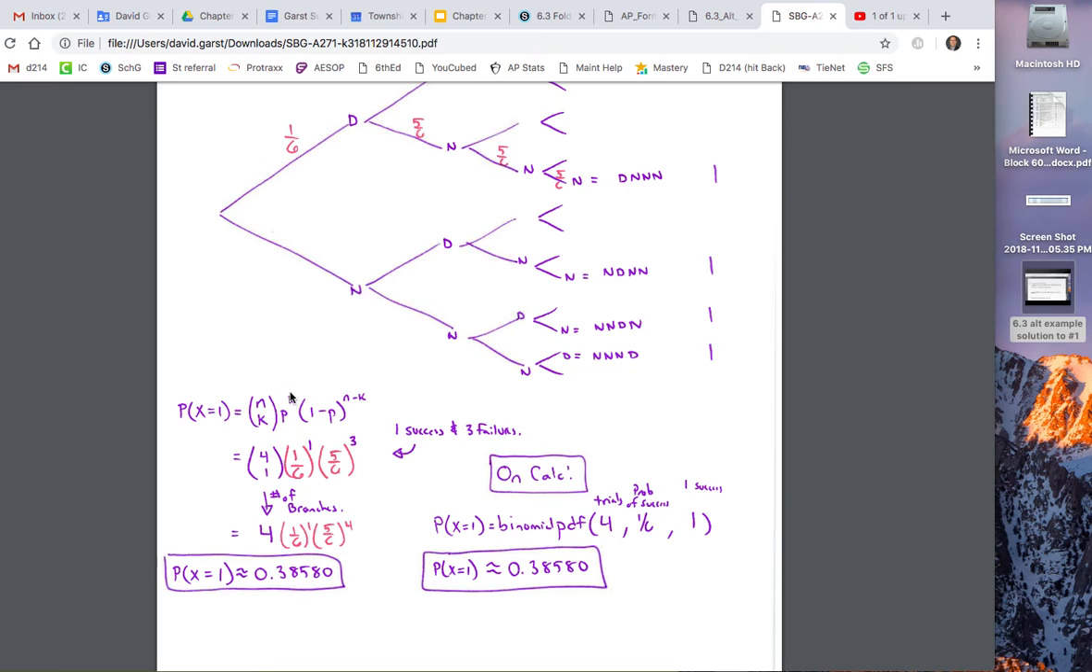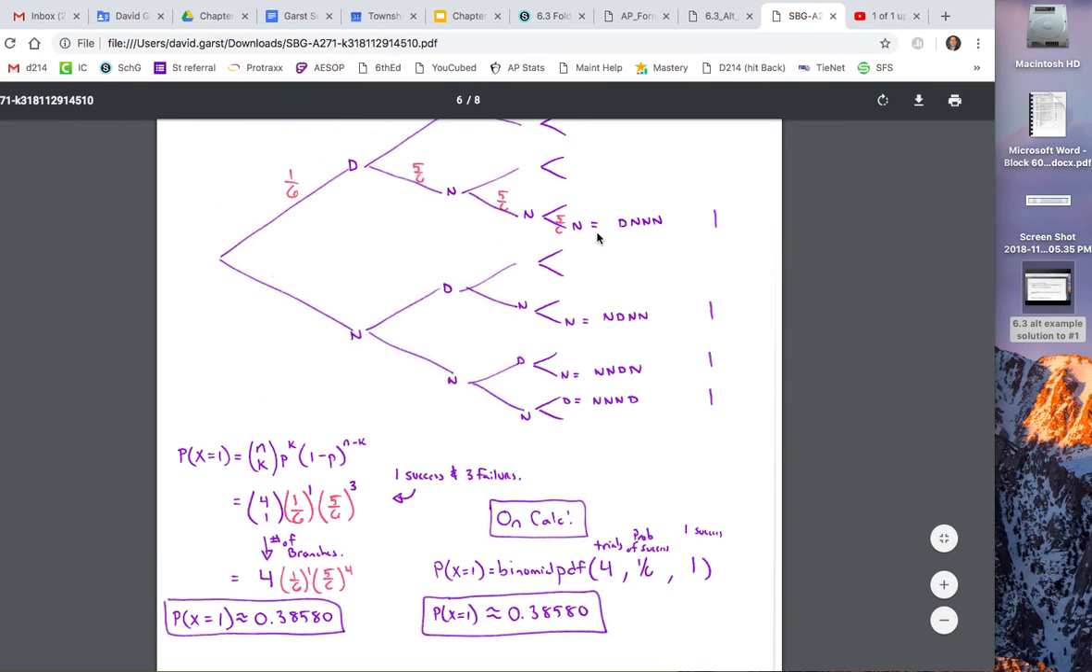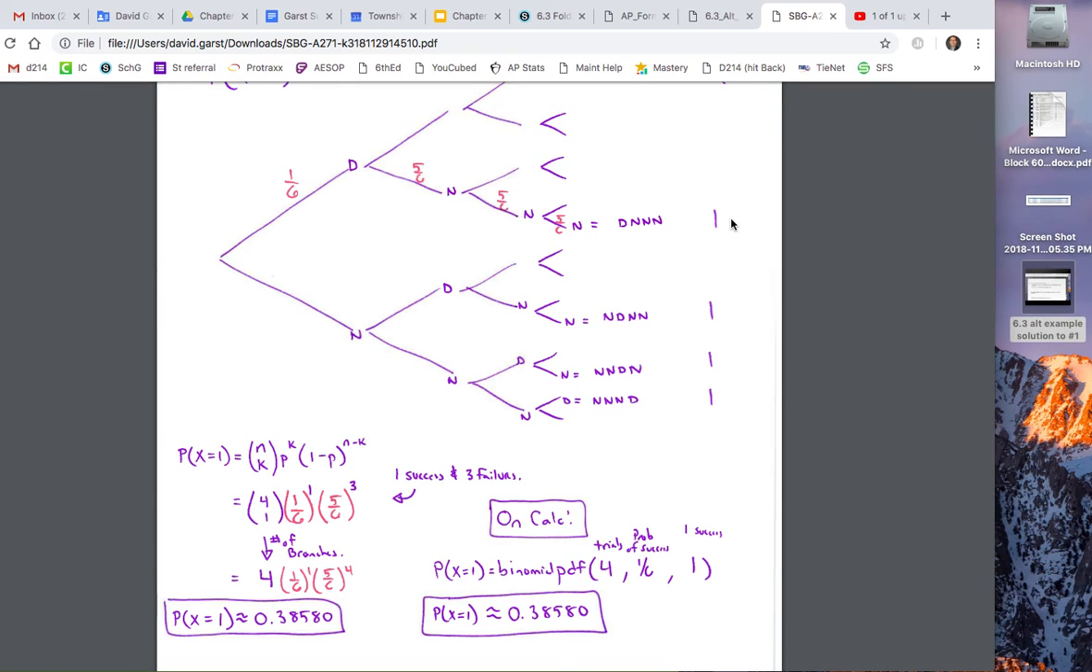And then when it comes to the next part of the formula, I told you this is the number of successes. Well, let's look at this. Success, failure, failure, failure. That's why it's 1/6 to the 1 and 5/6 to the 3. And if you throw all this together, the probability of getting this case, this case, this case, this case, all put together is 4 of these branches, 4 of these products. So you should have 4 times 1/6 to the first times 5/6 to the third, which gives us 38.58% of the time we are expected to throw doubles exactly once when we roll the dice 4 times. On our calculator, we type in binomial PDF, 4, 1/6, and 1, and you get the same answer.